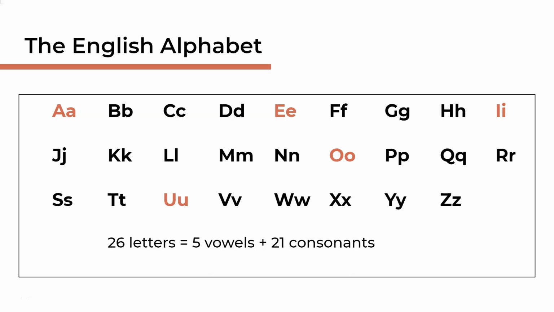The English alphabet. A, B, C, D, E, F, G, H, I, J, K, L, M, N, O, P, Q, R, S, T, U, V, W, X, Y, Z.